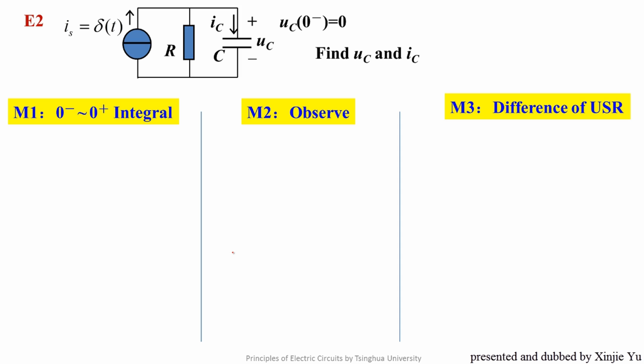Next, let's solve a more complicated circuit with the three methods. The circuit still includes a unit impulse current source and a zero-state capacitor. The complicated part is a parallel resistor R.